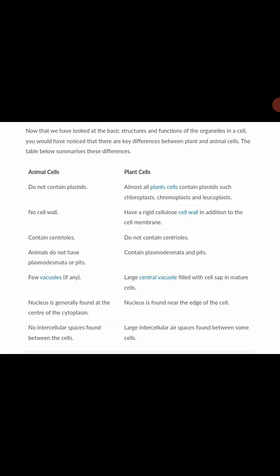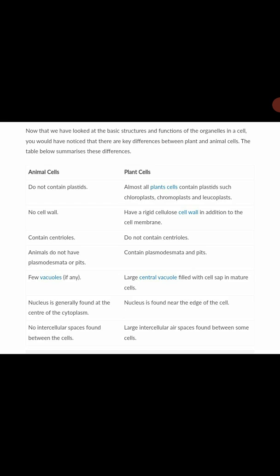Plastids are only found in plant cells. Almost all plant cells contain plastids, such as chloroplast, chromoplast, and leucoplast. Number two, animal cells don't have a cell wall. Plant cells have a rigid cellulose cell wall in addition to the cell membrane.